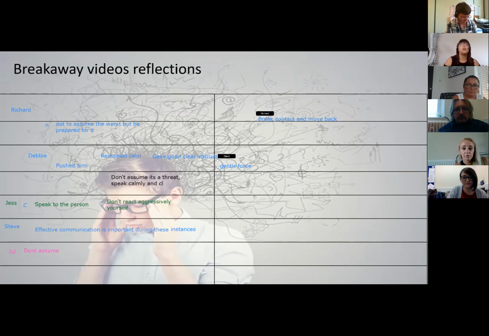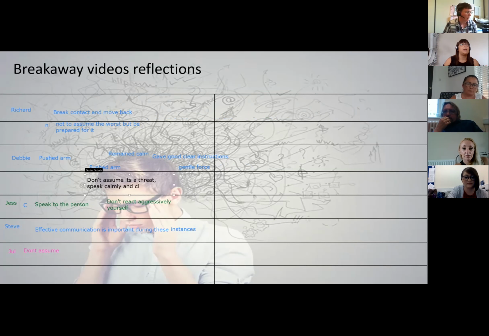Yeah. Break contact and move back, Rich says. Absolutely. Remember, he stepped away, didn't he? Remember, it's that weakest part between the finger and the thumb. That's what he was talking about, wasn't it? Because that's where they tend to grab. Yeah, so the arm is pushed away, remain calm, gentle force. Step back and hold palms up.